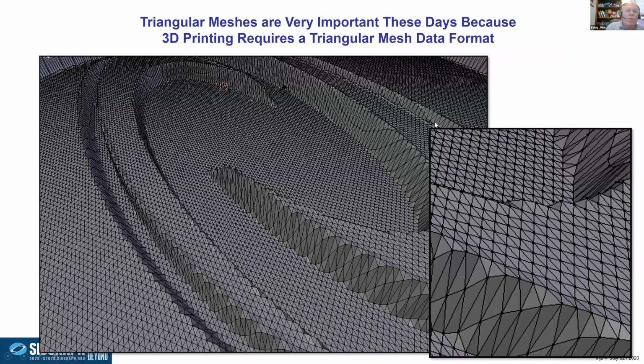3D printing requires a triangular mesh. In fact, when 3D printing started becoming popular, triangle meshes became a big thing again. They had become a big thing, and then they weren't a big thing, but now they are because of 3D printing. So again, we will talk about this a little more later.